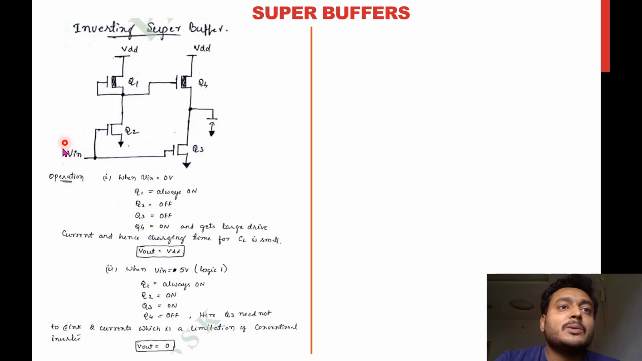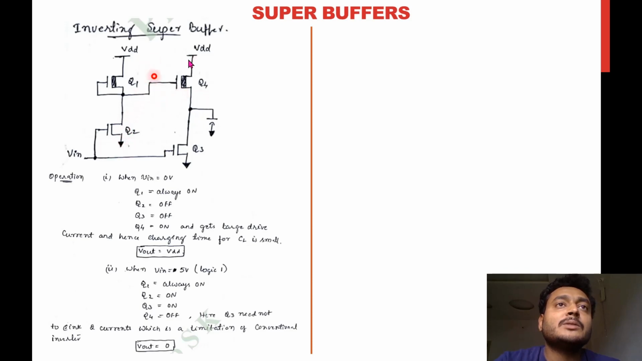Similarly, when input is equal to 1 volt, logic 1, what are the conditions of the transistors? When input is 1, Q2 is on, Q3 is on, and Q1 is always on, as you already know. Now Q4: since Q2 is on, this node will be grounded, because this switch is on. That means it's going to ground it.